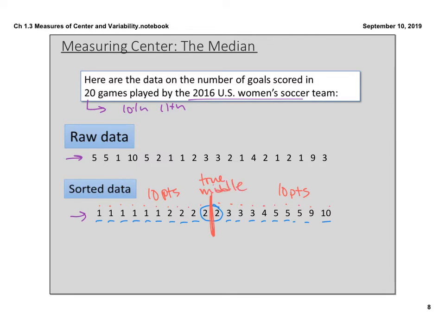Now in this data set, it's pretty easy to find because 2 plus 2 divided by 2 is just 4 over 2, which is still 2. So your median is still 2. But in a regular data set, that's what you would do. You would take the 2, add them up, and divide by 2 to get that average.